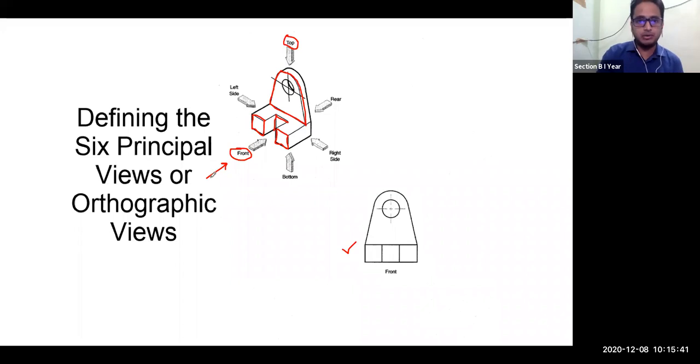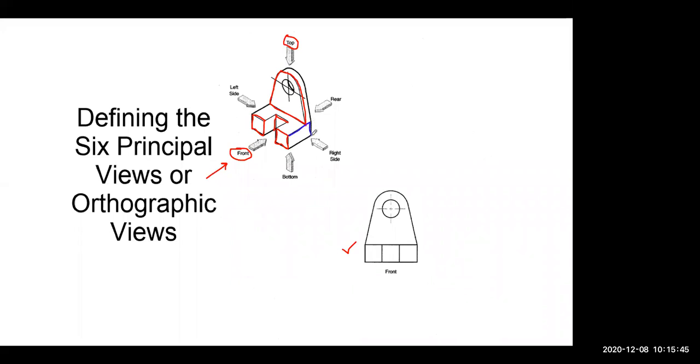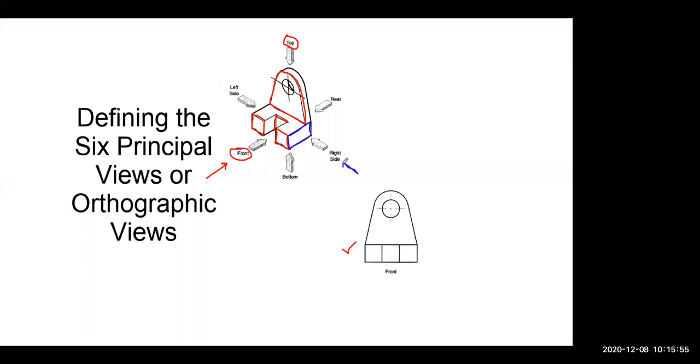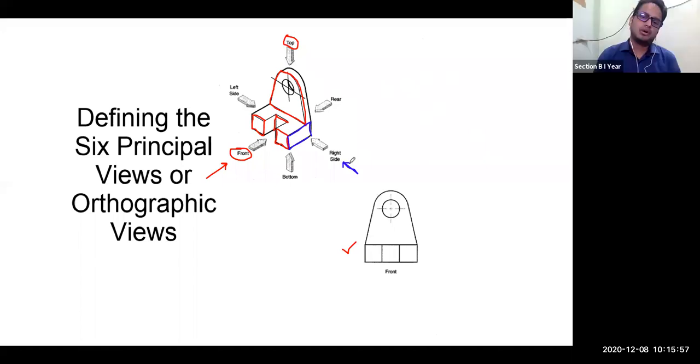Now you tell me, if you are looking from the front side, will you be able to see this side? Yes or no? No, sir. You will not be able to see this side. When will you be able to see this? When you are looking from the right hand side. Okay, so this is your front view.